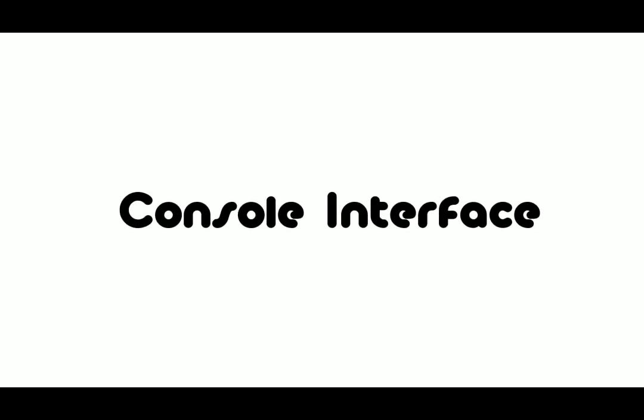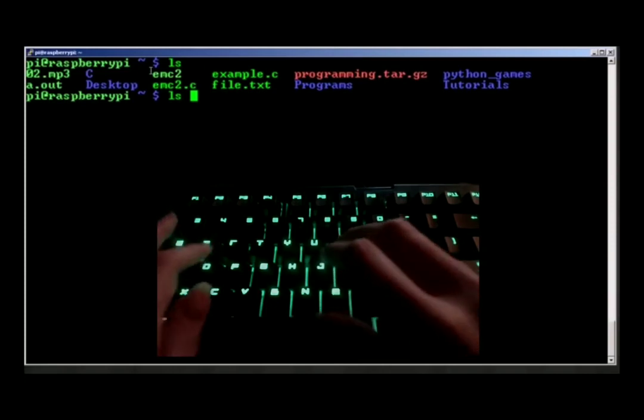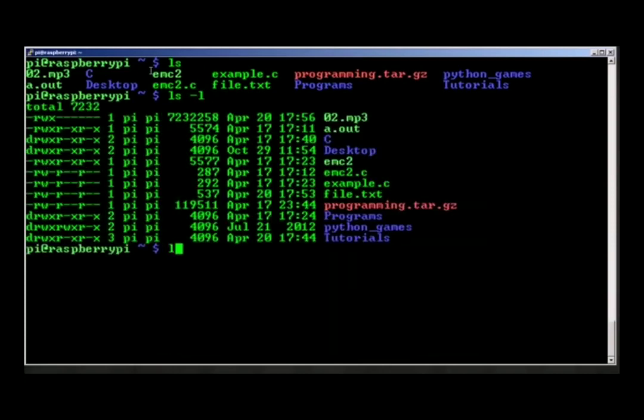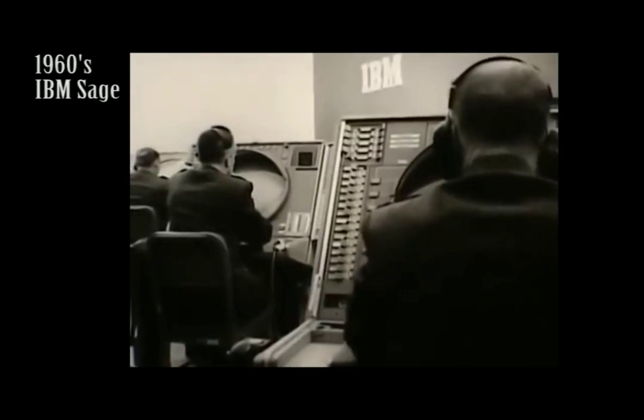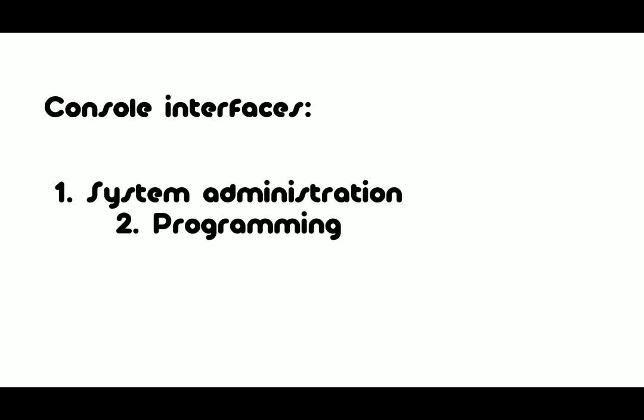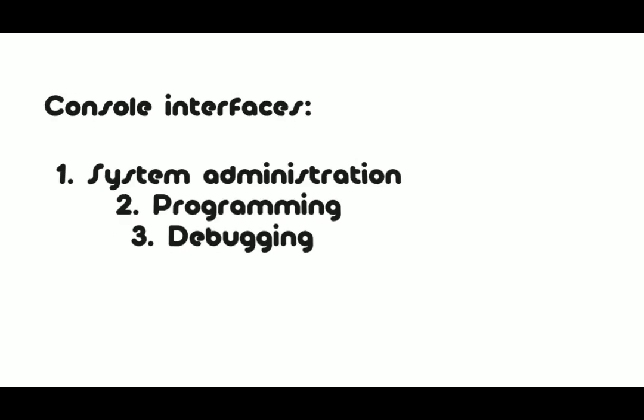Number 1. Console Interface. A console interface, also known as a command line interface, allows the user to interact with the system using text commands. The console is the operating system's primary interface, and has been around since the earliest days of computing. Console interfaces are used for various tasks such as system administration, programming, and debugging.